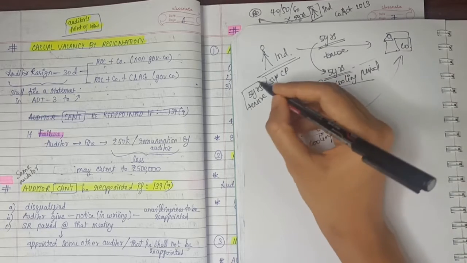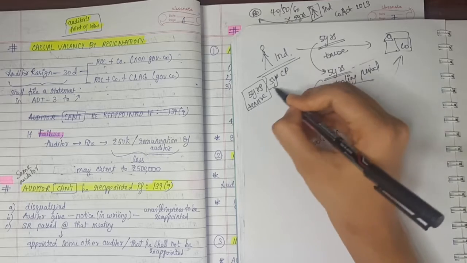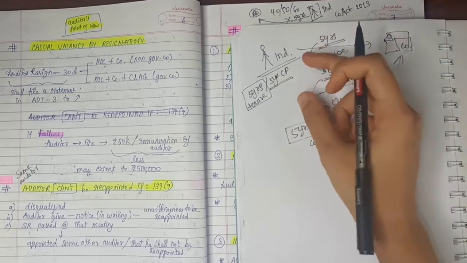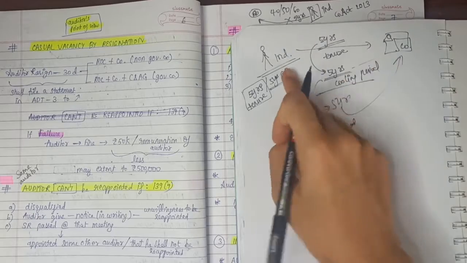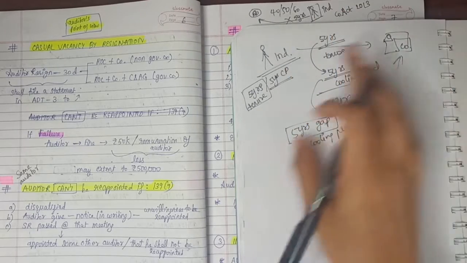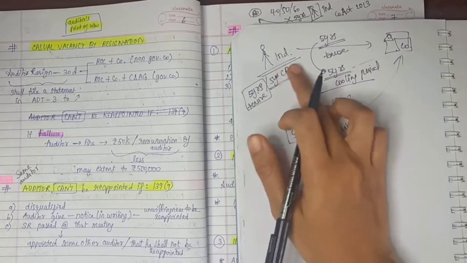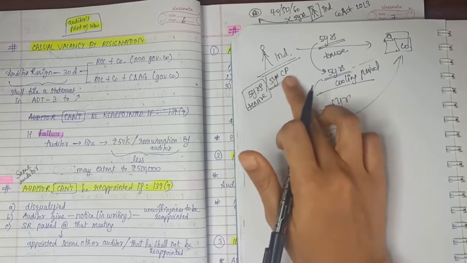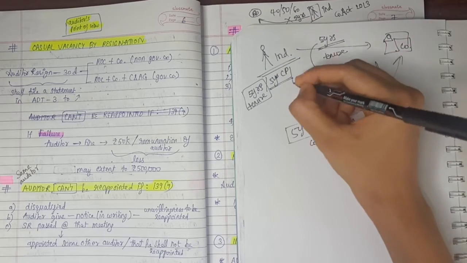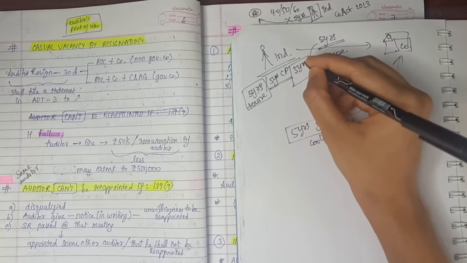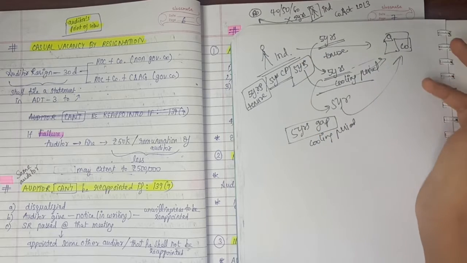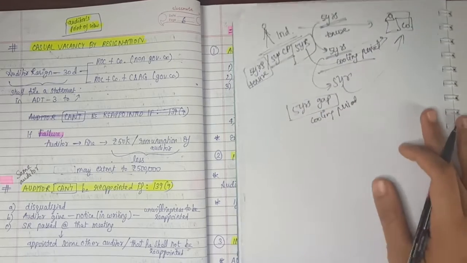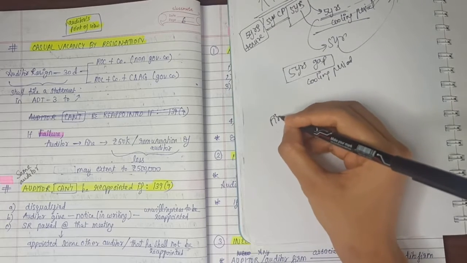For this tenure of 5 years, he can audit the same company. For the next 5 years, he should not audit the same company. He can audit any other company, but not the same company. There must be a gap of 5 years. After the cooling period is completed, again for the next 5 years he can audit the same company. It's his wish.